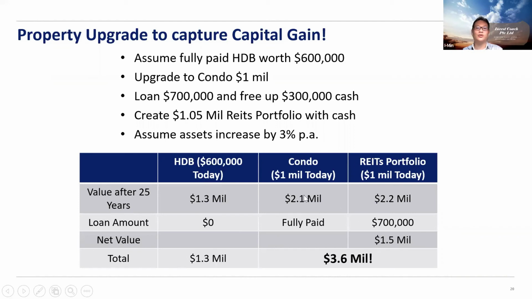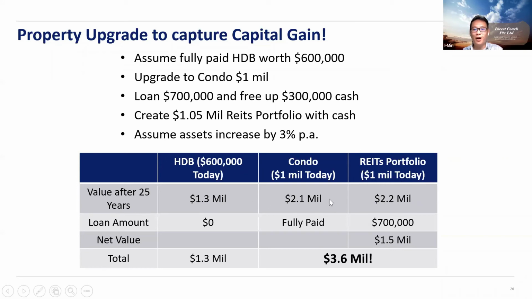So my condo, assuming it increases by 3% per year, 25 years later, it becomes 2.1 million. For my REITs, 1 million. And let's assume that REITs price can also increase. Don't forget, your REITs price also has capital appreciation. So let's say my REITs also increase by 3%. After 25 years, it becomes 2.2 million.